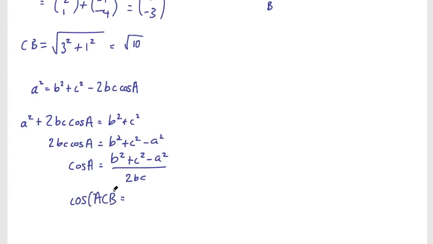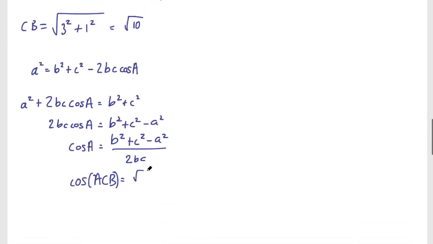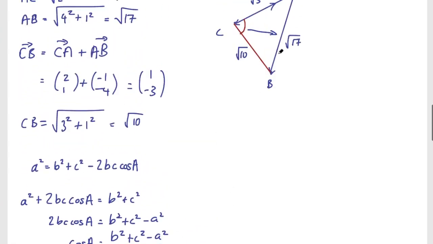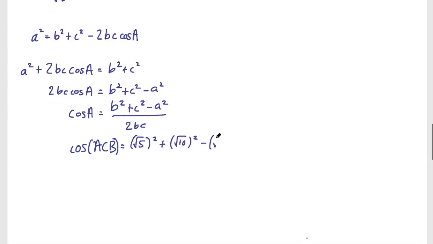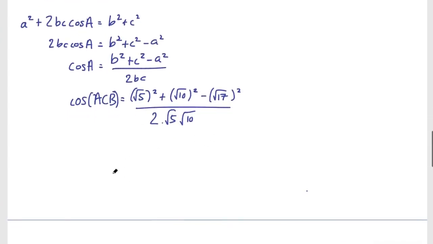is going to equal B squared. Let's say B is the square root of 5. So the square root of 5 squared plus the square root of 10 squared minus A squared, which was the square root of 17 squared, all over 2 lots of BC. So 2 times the square root of 5 times the square root of 10. Okay, so now we've substituted everything into the formula. We just need to go ahead and solve this.